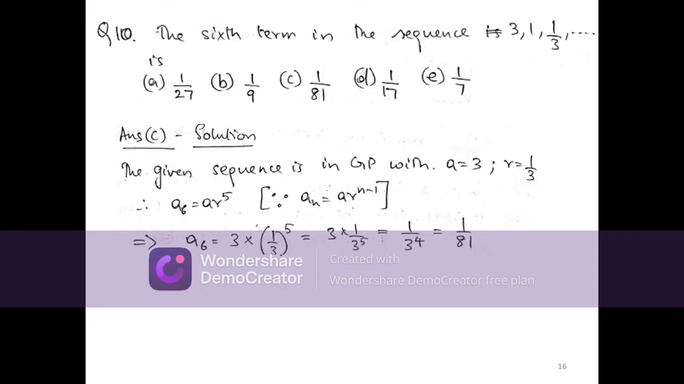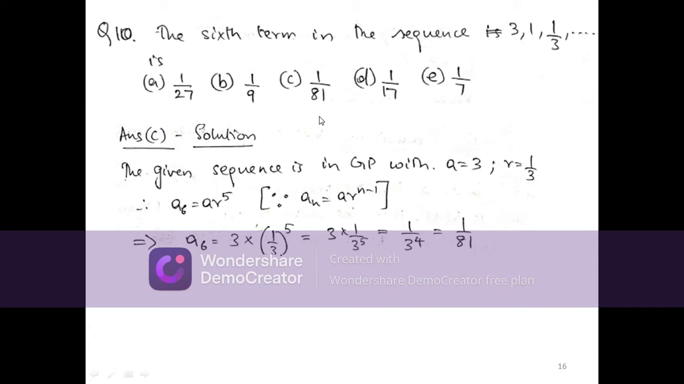The question goes like this: the sixth term in the sequence 3, 1, 1 by 3, etc. is. The options are A 1 by 27, B 1 by 9, C 1 by 81, D 1 by 17, E 1 by 7. So the answer is C, that is 1 by 81.